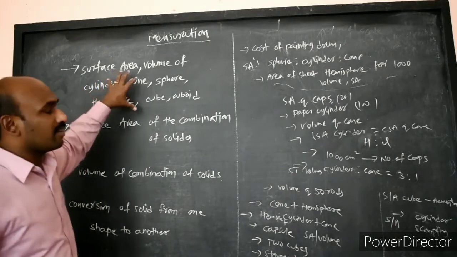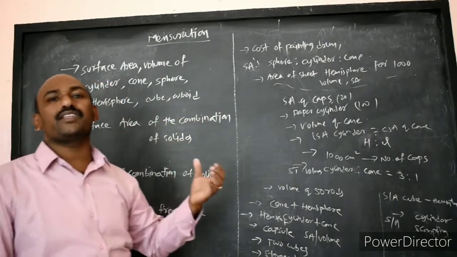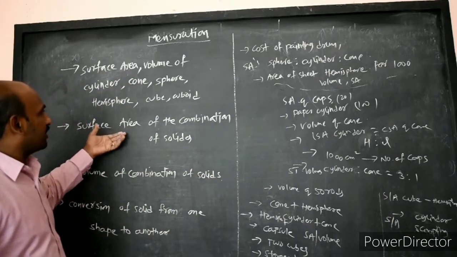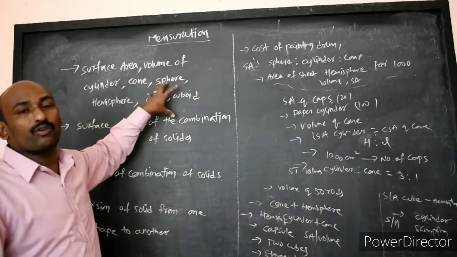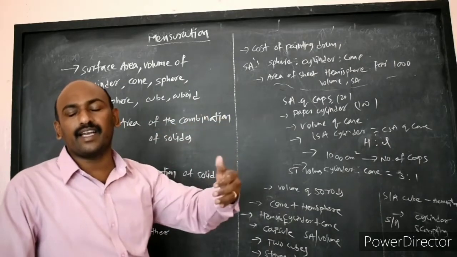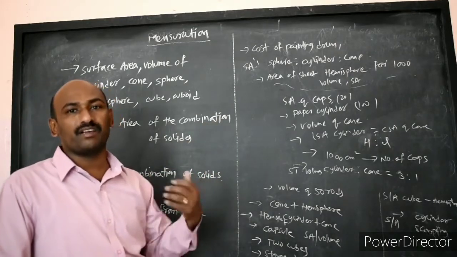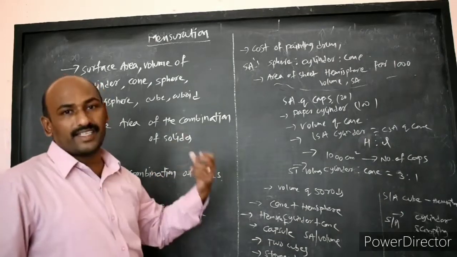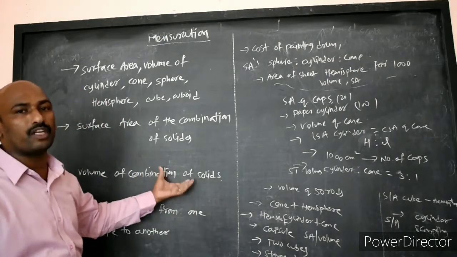This is the first concept. Simply we are asked what is the volume or surface area. Based on the situation, we need to take TSA or LSA. And the second concept is surface area of a combination of solids. In the first concept you have only single figures. In the second concept you take a combination of figures, like a cylinder and a cone, or a cylinder and hemisphere, or a cone and hemisphere. And the third concept is volume of a combination of solids. Here also it is a combination of solids, but here we apply only volume.